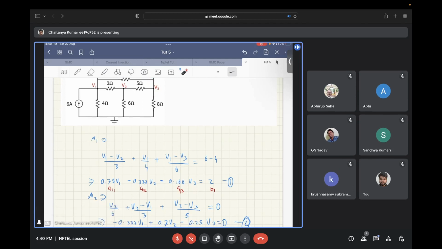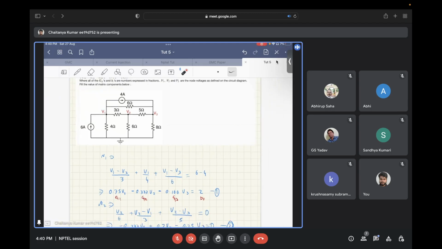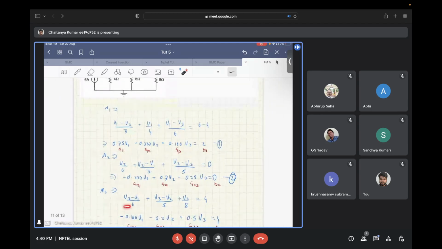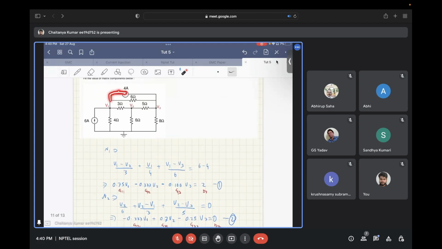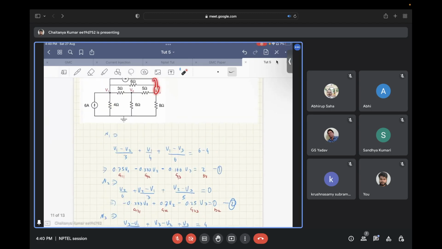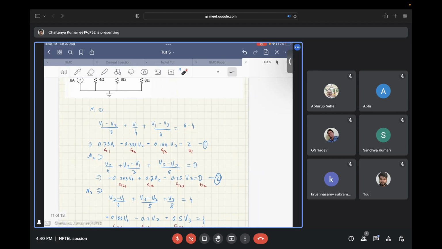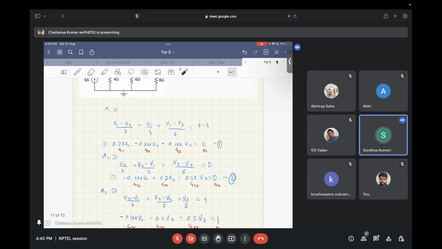And when you are writing the KCL for node 3, the V1 minus V3 by 6 that you have over here will have its polarity reversed. So in this case you will have V3 minus V1 by 6, and the 4 ampere that was flowing outside from node V1 is now flowing inside node V3. So in one case it was negative, in this case it is positive. So is it clear now? Yes, sir. Now got it. Okay, thank you.